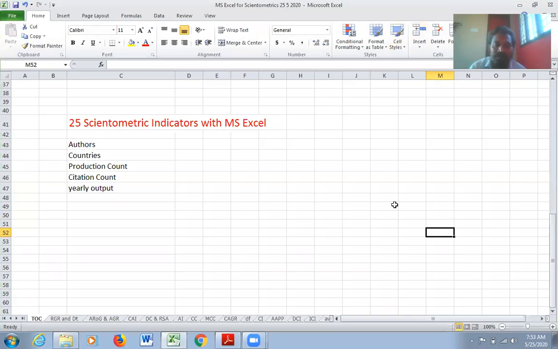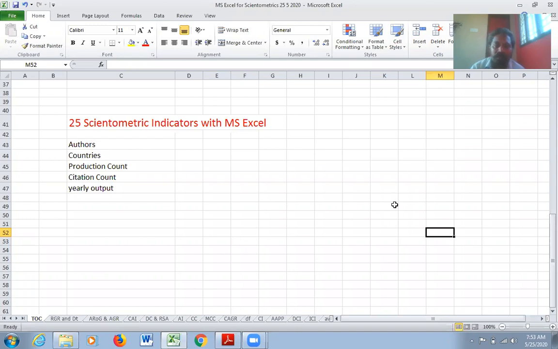Good morning, friends. Welcome to this session on calculation of scientific indicators using MS Excel. See, MS Excel is such a powerful package that any kind of calculations and statistical tests can be conducted here. Only thing is you need to sit and explore the capabilities of MS Excel.